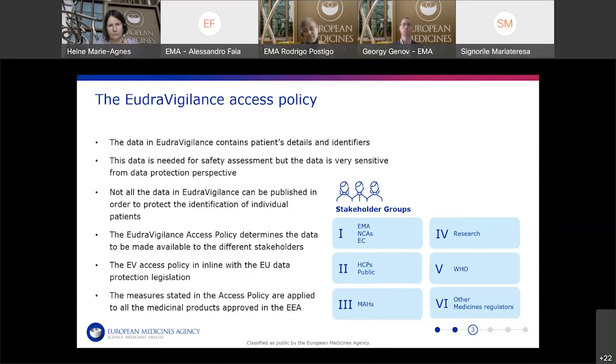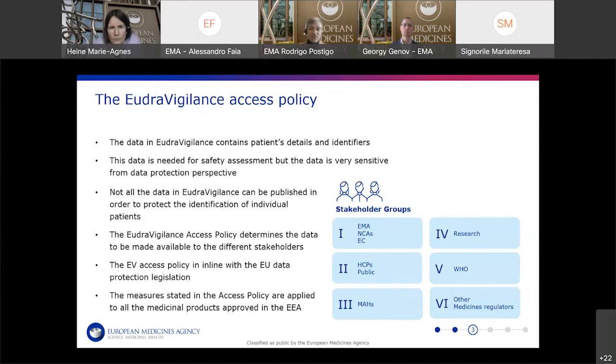And therefore, the EudraVigilance access policy determines for us the data to be made available to the different stakeholders. We have different stakeholder groups, and you have them there on the right-hand side of the slide. Stakeholder group 1 are the EMA, the NCAs, and the European Commission. Then we have the public and the healthcare professionals, the marketing authorization holders, research academia and research institutions, the WHO, and other medicines regulators. So the access policy considers the needs of the different stakeholders.